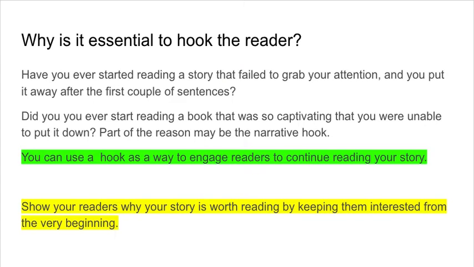Why is it essential to hook the reader? Have you ever started reading a story that failed to grab your attention and you put it away after the first couple of sentences? Or did you ever start reading a book that was so captivating that you were unable to put it down? Part of the reason may be the narrative hook. You can use a hook as a way to engage readers to continue reading your story. Show your readers why your story is worth reading by keeping them interested from the very beginning.